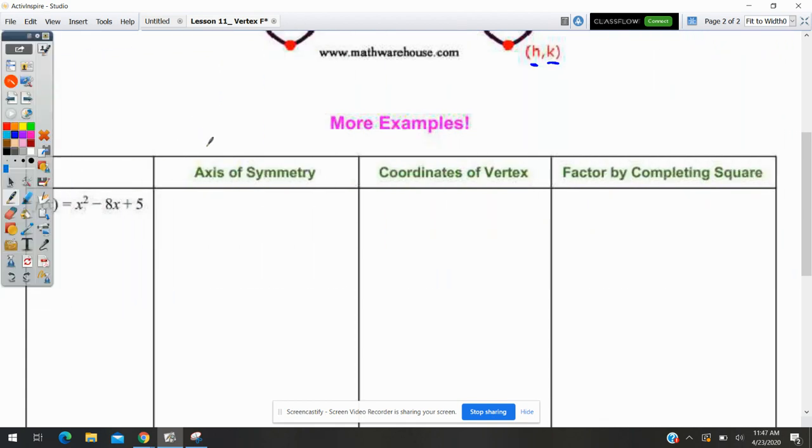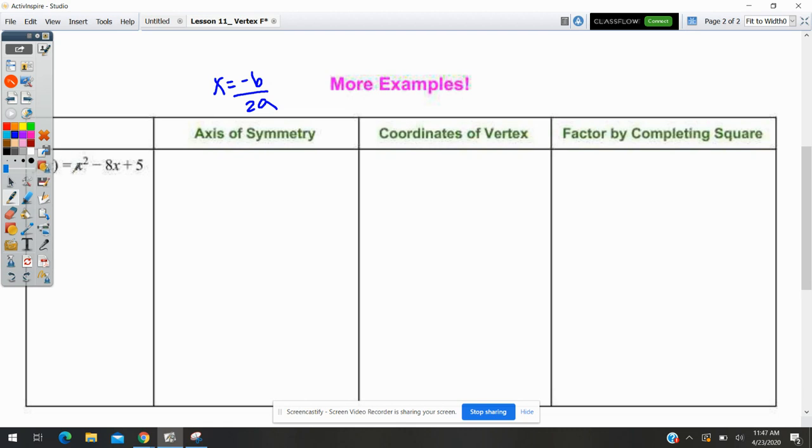Okay, so remember, the axis of symmetry formula is x equals negative b over 2a. So here we have our function x squared minus 8x plus 5. For our axis of symmetry, we need our b value, which is negative 8, and our a value, which is the number in front of x squared, which is 1.